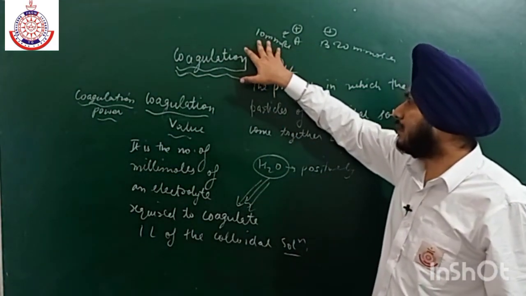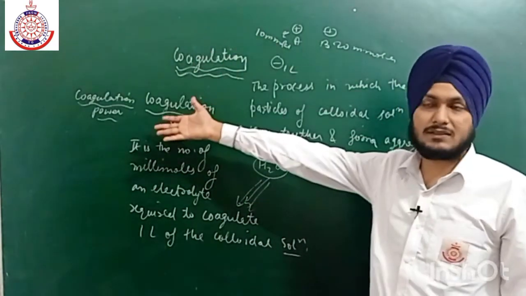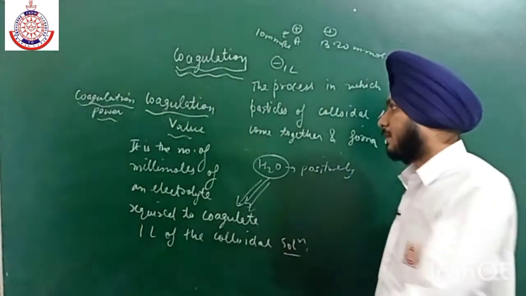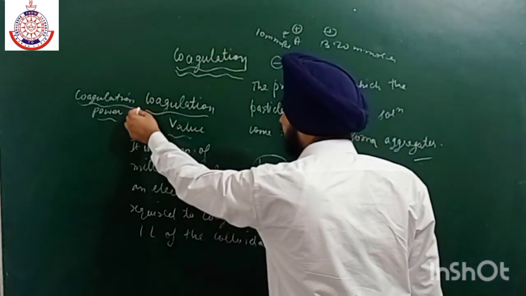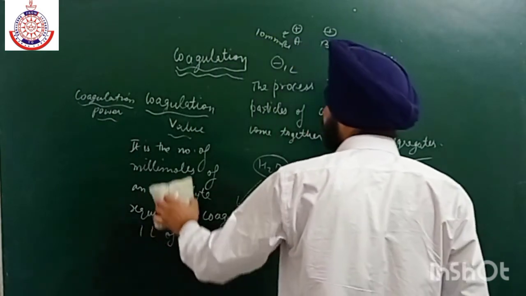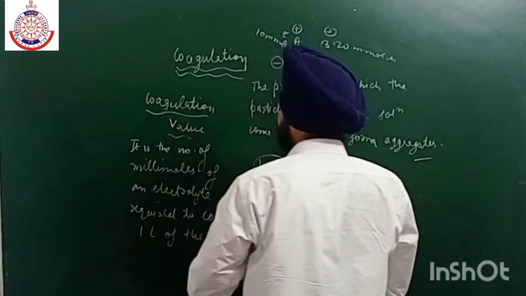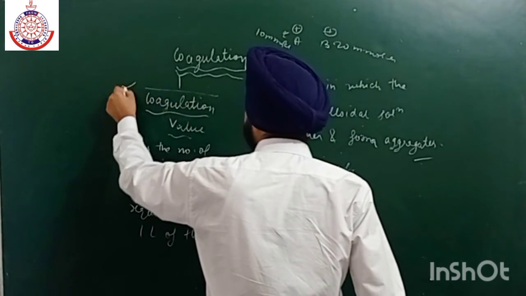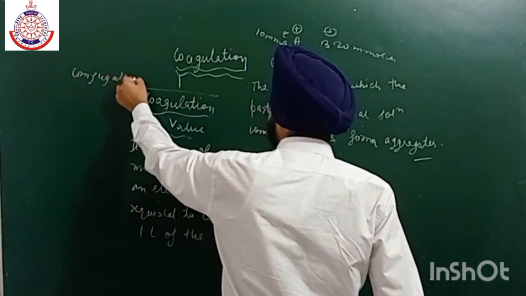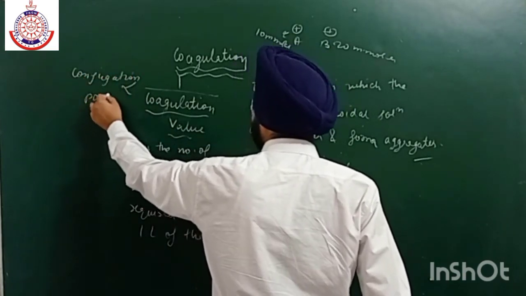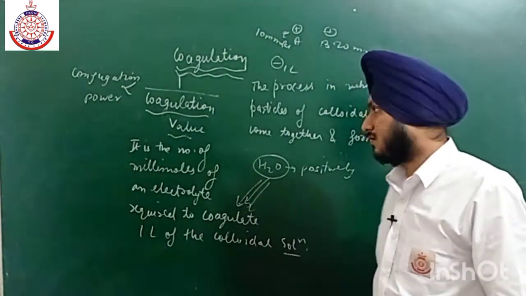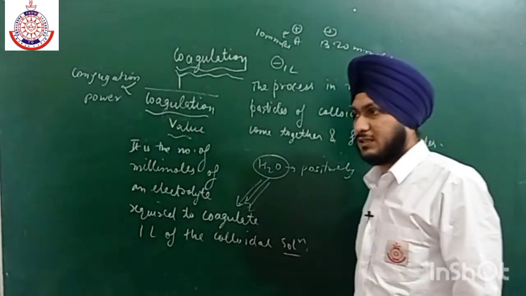And as we all know कि जिसका amount कम use होगा उसकी coagulation power ज़्यादा. It means this coagulation value is inversely proportional to the coagulation power. These are inversely proportional to each other. Coagulation value is inversely proportional to coagulation power. So whose coagulation value is high, then its coagulation power is less. Okay, so this is all about the coagulation.